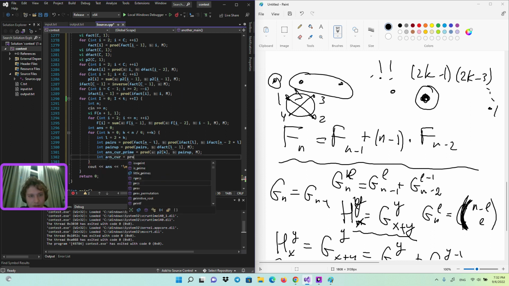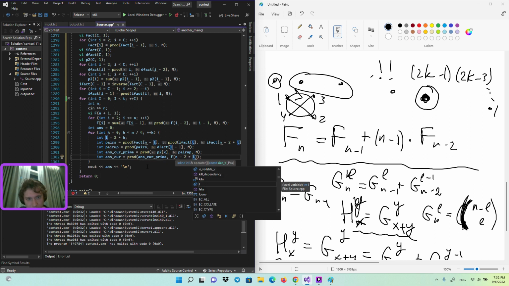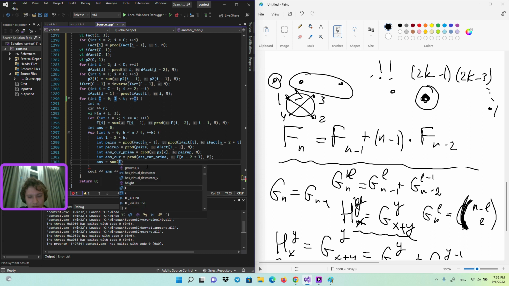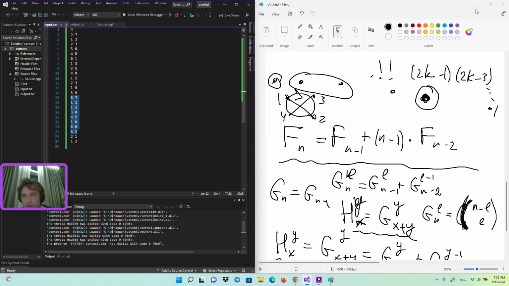So it's the product of n square prime and f n minus 2 times L modulo M. And in the end, we just add this to the sum. And we output the answer.